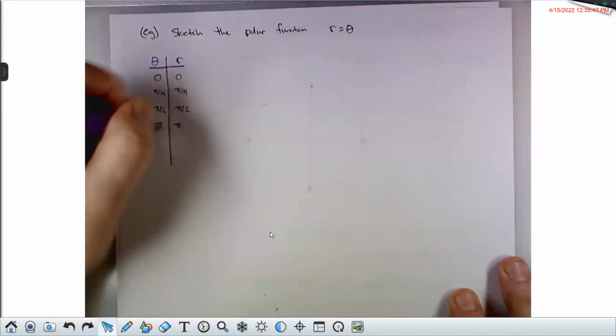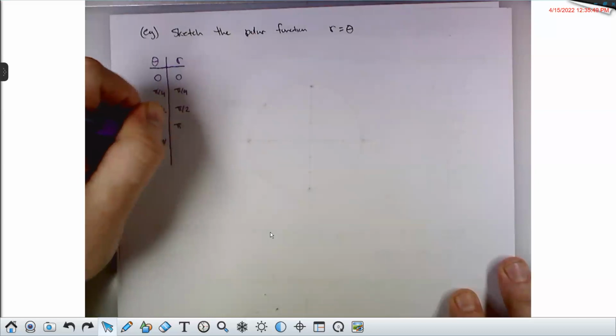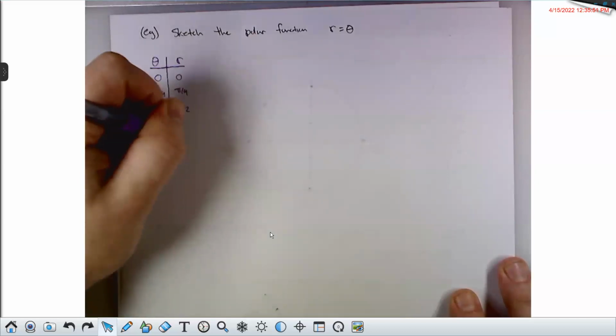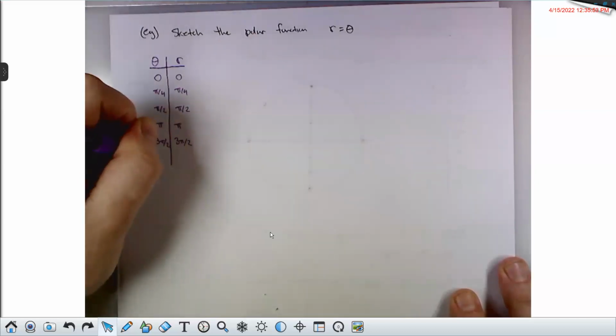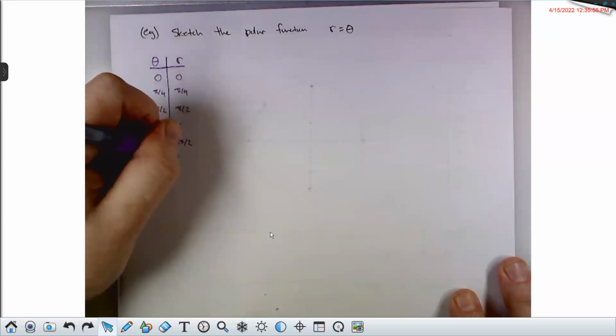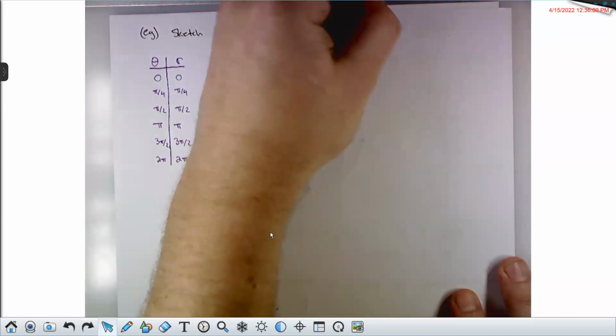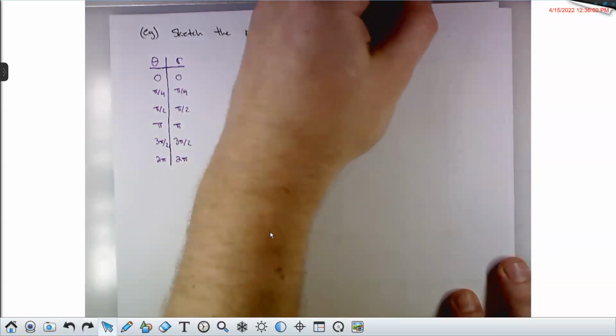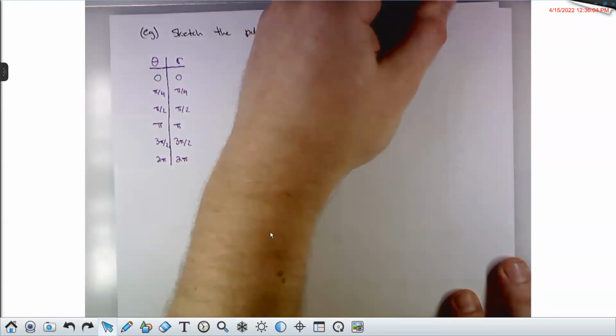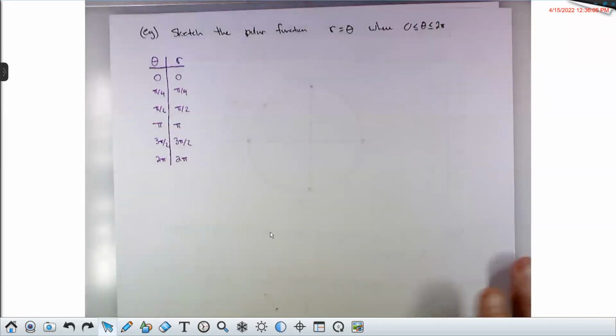You see where this is going. If theta is 3 pi over 2, r is 3 pi over 2. If theta is 2 pi, then r is 2 pi. I'll stop here. And let's say theta runs from 0 to 2 pi. Generally, when we graph polar curves, we will use this as our domain. That's usually the domain we're going to use.